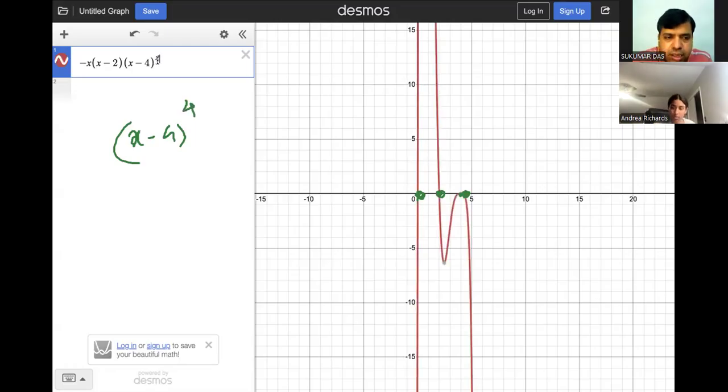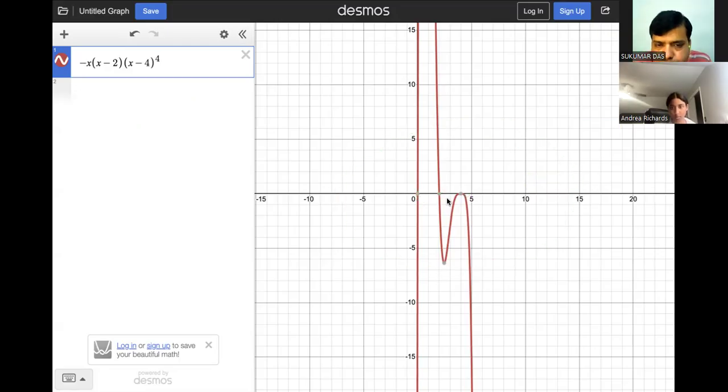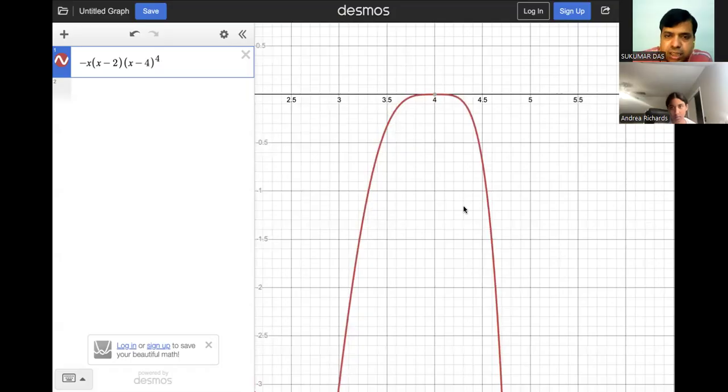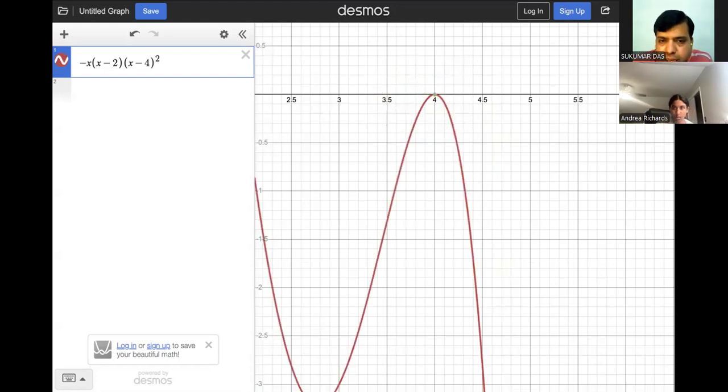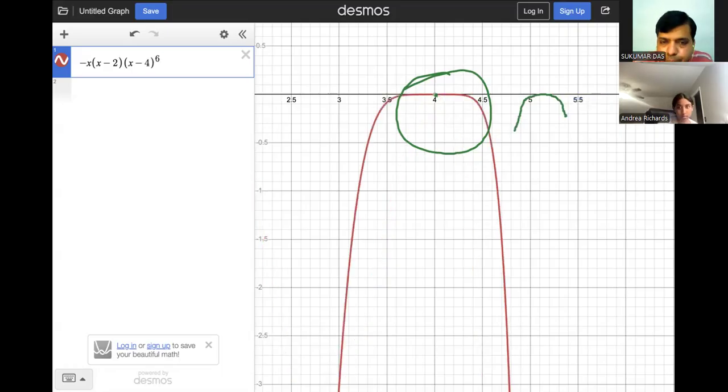Can you zoom it a little bit? You see this one, see the difference. Earlier, when our power was 2, it was just touching. Just change here, make it 2, and see how it looks like. You see this one, it is just touching. But when it is 4, it will become flattened. Now make it 6 instead of 2. You see this one.